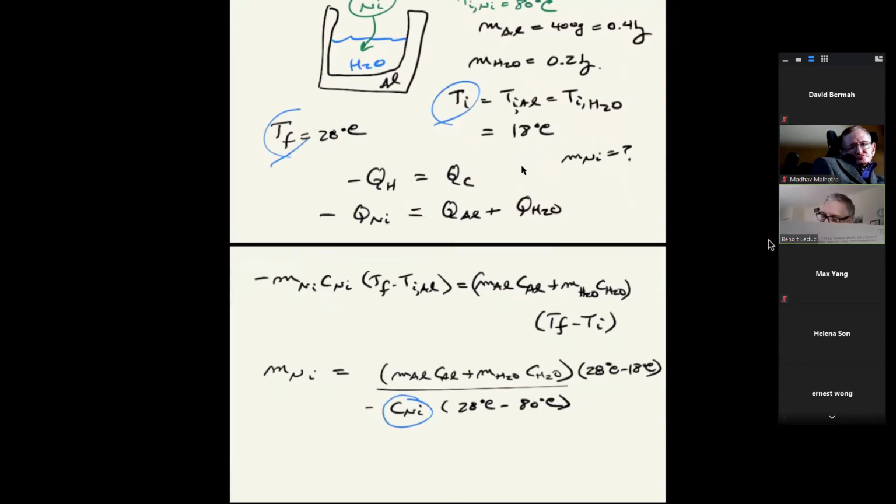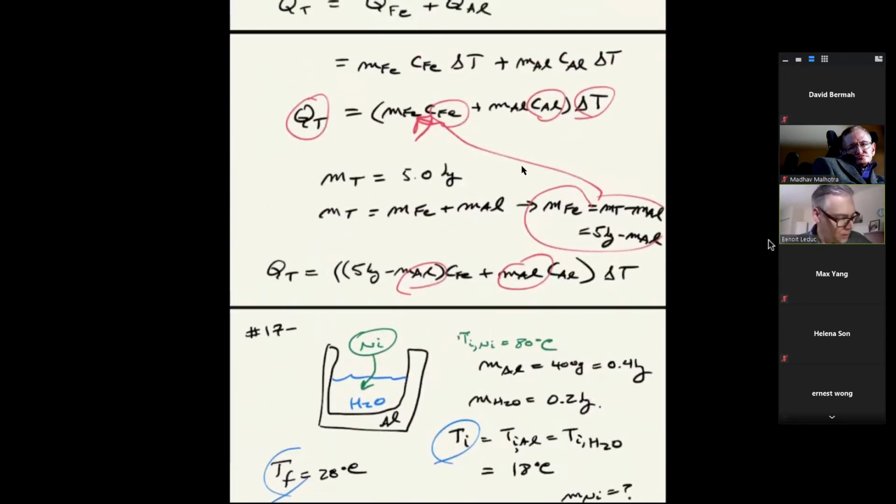But the mass of nickel is what, guys? It says 0.52. Is that good, guys? I can put the calculation here, but is it good? It's good, Max? So you did it? Okay, so 0.52 kilogram. If this is the only answer you wanted, Elena, you could have asked me first before going through all this. Good. All right.